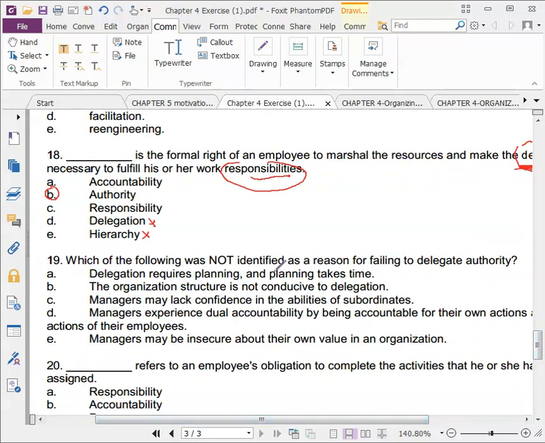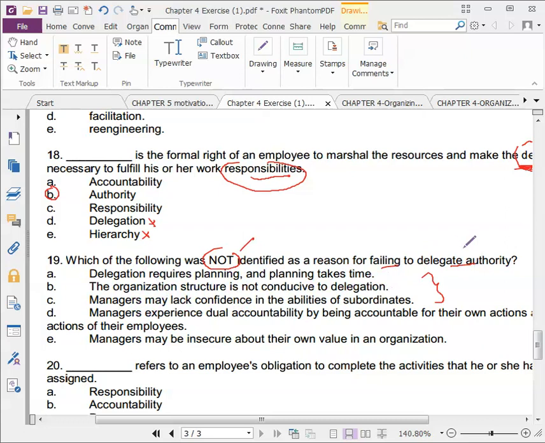Question 19. Which of the following was not identified as a reason for failing to delegate authority? Not means that you must identify which one is not a disadvantage. Which one is not a disadvantage of how we can get a good delegation of authority? So which one is not? Okay, so it says delegation requires planning and planning takes time. Right? The organization structure is not conducive to delegation.